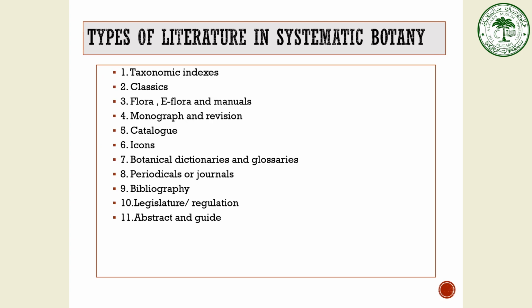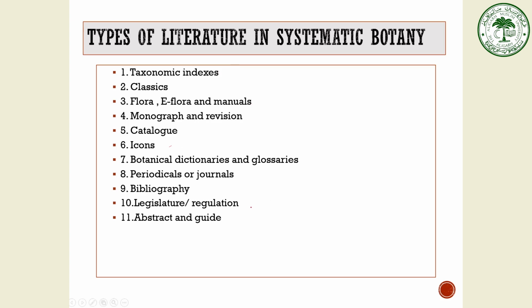If we see the different categories of taxonomic literature present in systematic botany, they are the taxonomic indexes, then the classics, then flora, e-flora, manuals, then monographs and revisions, then catalogs, icons, botanical dictionaries and glossaries, periodicals and journals, bibliography, legislation, regulation, abstracts and guides. So you can see a number of types of documentation available for studies on taxonomic data. We will explore some of them, not all.